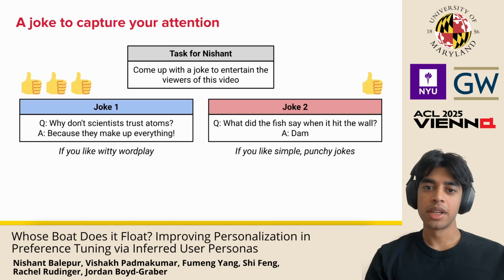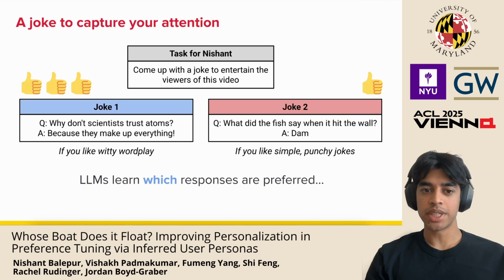So why bring this up? It's because this exact problem arises when training large language models, or LLMs, like ChatGPT. LLMs are fine-tuned using human preferences, but only learn which responses were selected, not why, meaning we do not know whose interests or needs they actually reflect.